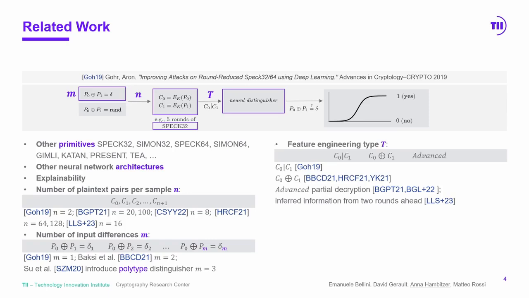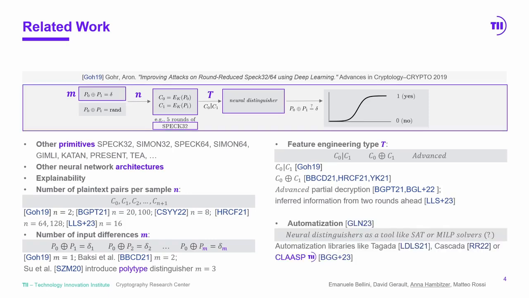As mentioned, a rather newer trend is to look at automatization. Could we use this as a tool to assist the cryptanalyst? There are also several automatization libraries like TAGADA, CASCADA, or our own CLASP.